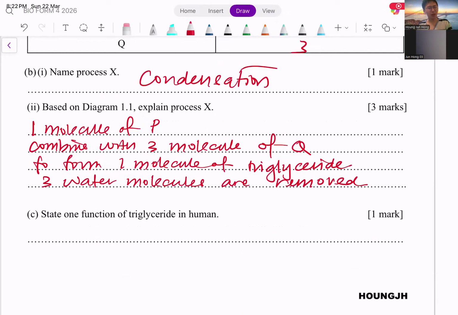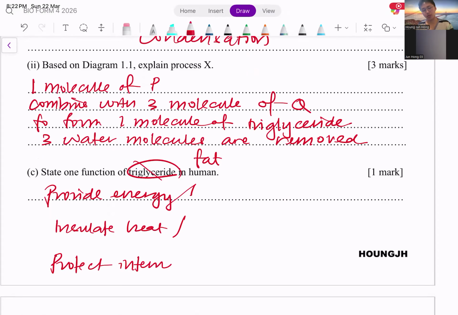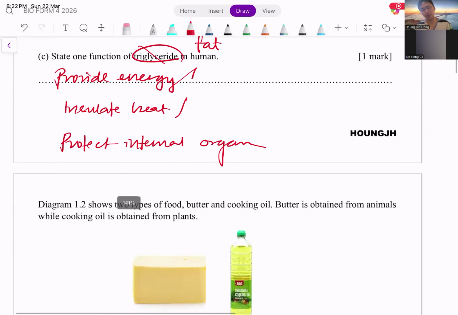Okay, so removing. Finally, what is the function of triglyceride? Now, maybe that would be a bit weird. Well, remember, triglyceride is just fat. So what is the function of fat? That should be simple, right? Provide energy. What else we learn about fat? You can also say insulate the body, heat, or even protect internal organs. This is some of the classic functions for fat.